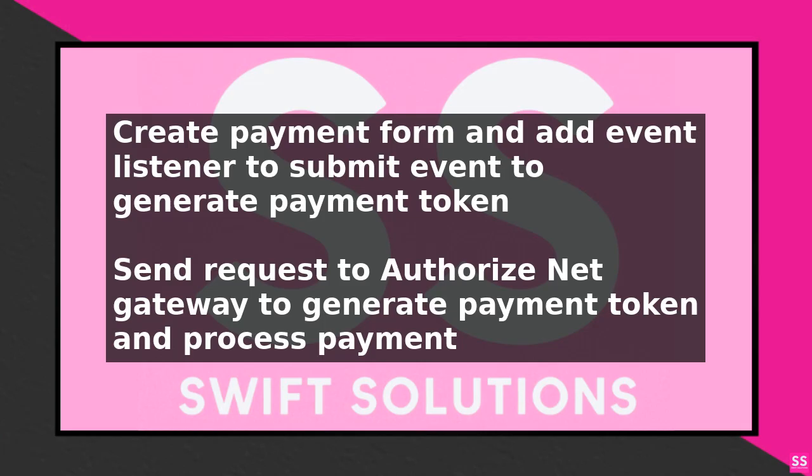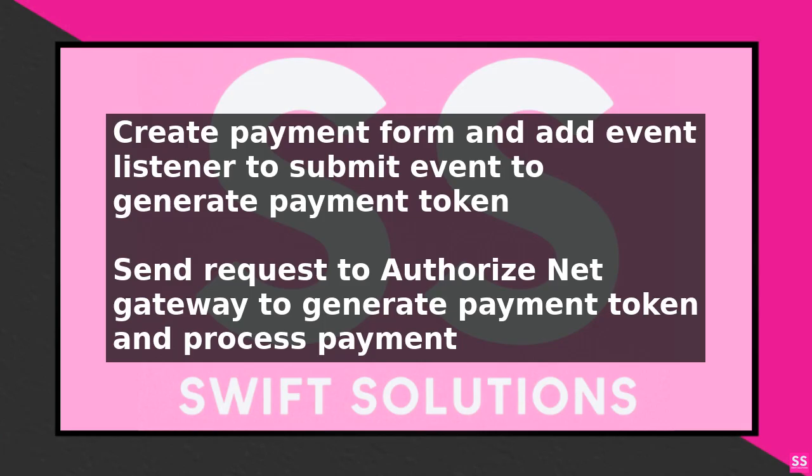To automate the payment processing, you can use the Authorize.Net API to send a request to the gateway to process a payment using the payment token. You can use a server-side programming language such as Java or Python to send the request and handle the response.